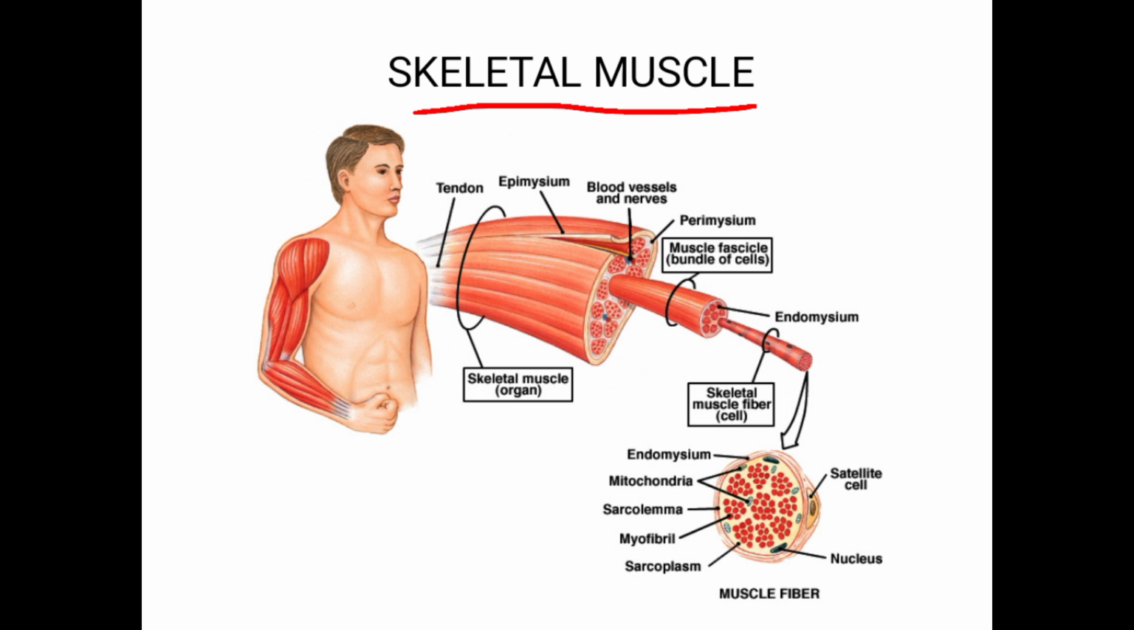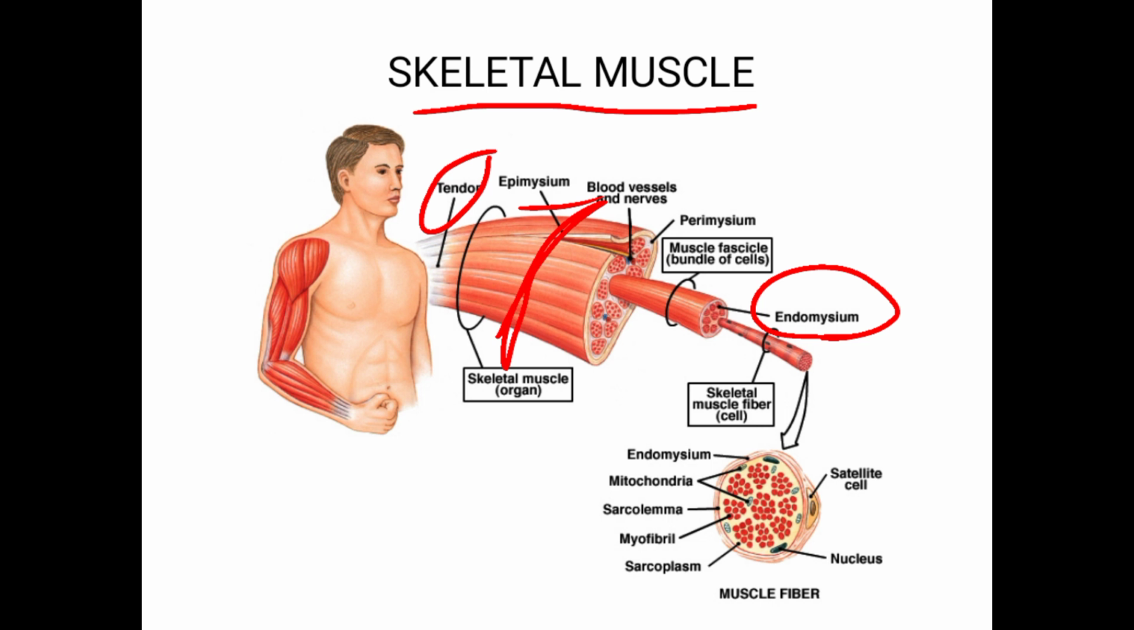It is a little bit difficult to understand. The muscle is attached to the tendon. This is the outer covering, so call it the epimysium. Inside there is an endomysium. These cells, the muscle fibers, are arranged in a bundle.